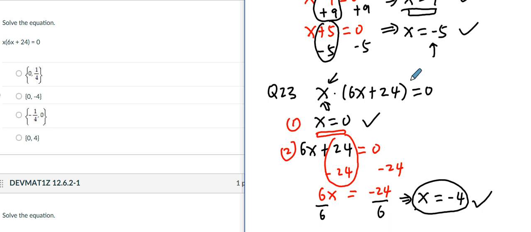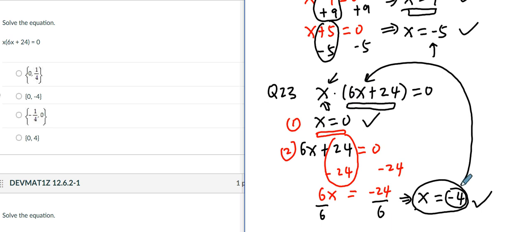Now, how about here? When you plug in negative 4 here, you get 0 for the whole expression. 6 times negative 4 is negative 24, so plus positive 24, you get 0. And then this big quantity is 0 times negative 4, because x here is negative 4 now. So 0 times negative 4 is 0.